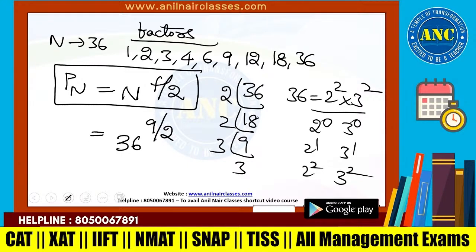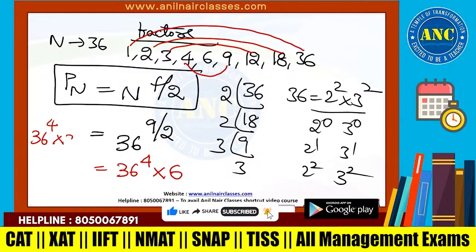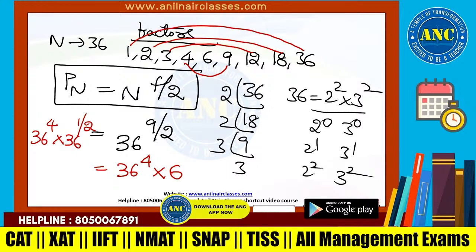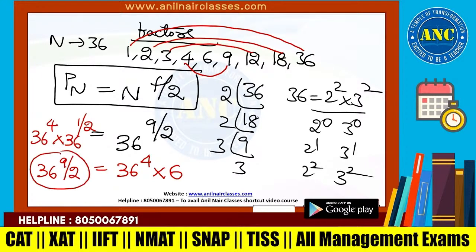Now what is this 36 power 9 by 2? 1 into 36 is 36. 2 into 18 is 36. 3 into 12 is 36. 4 into 9 is 36. I got 36 four times. Then I got another 6, which can be written as 36 power 1 by 2. So 36 power 4 into 36 power 1 by 2. The answer is 36 power 9 by 2. I hope it is clear.